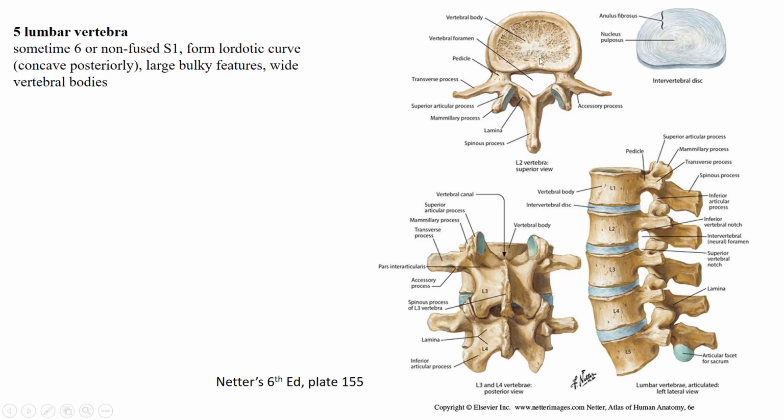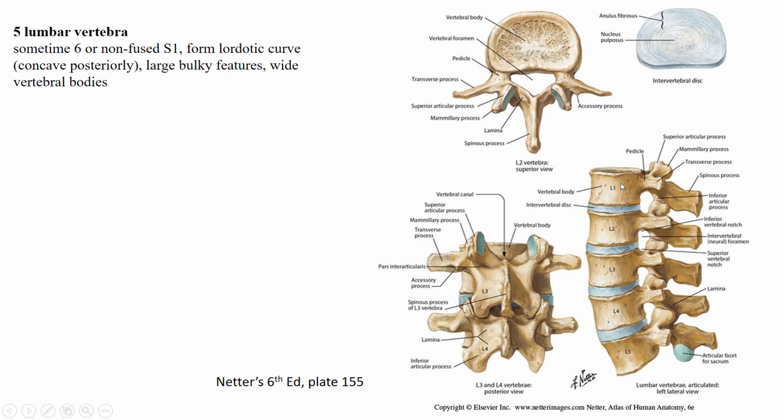So again, we've got the vertebral body here connecting through the pedicle to the transverse process on each side, and then the lamina connecting it to the spinous process in the back. They're very large vertebrae. There's usually 5, sometimes there's 6 or a non-fused S1. It creates the lordotic curve, so that means the C curve is facing posteriorly, or concave towards the posterior side of the body, just like that.